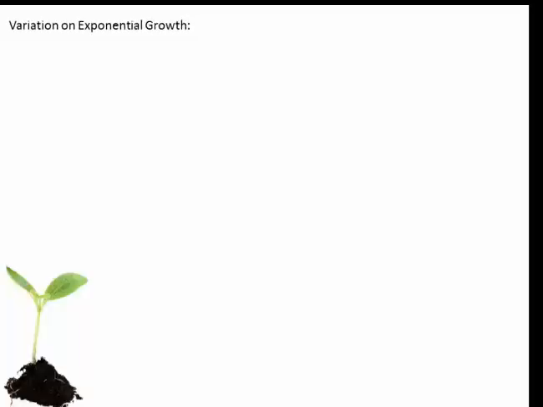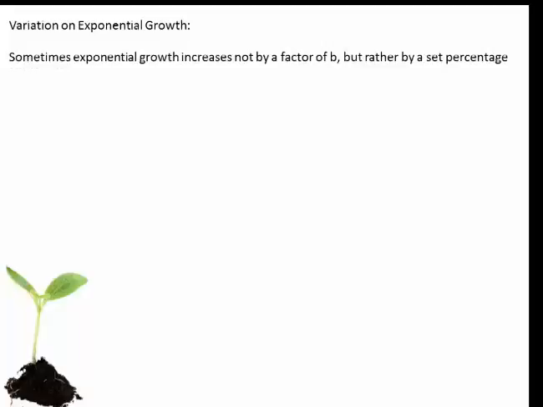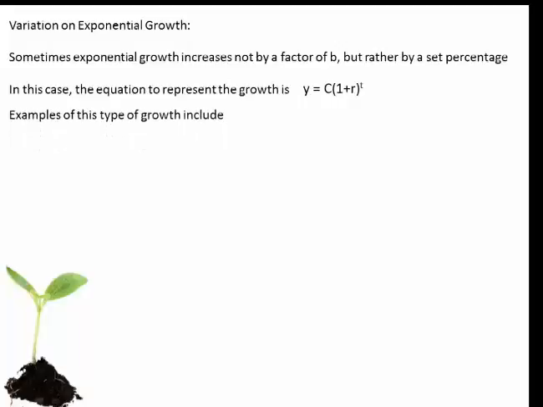We have variations on exponential growth. Sometimes it's not an increase by a factor of b. So for example, we're not multiplying by 2 every time, but rather by a percentage. And that gives us a different equation: y equals c times 1 plus r to the t. Just to go over this, c is our starting point, so it's the first number in the sequence. R is our percent as a decimal. And t is the length of time that this has occurred in years.